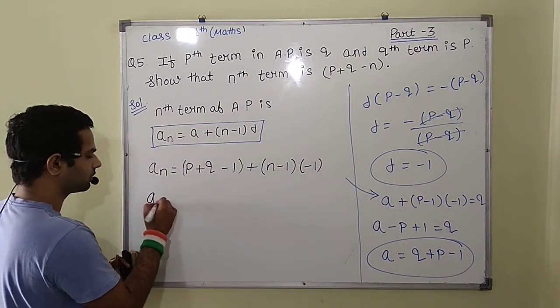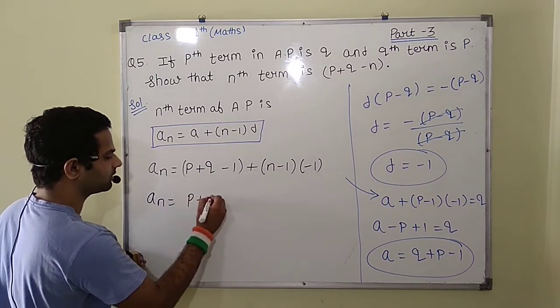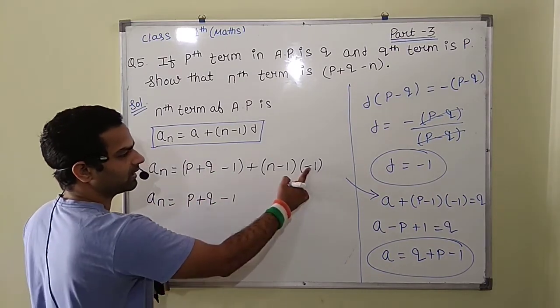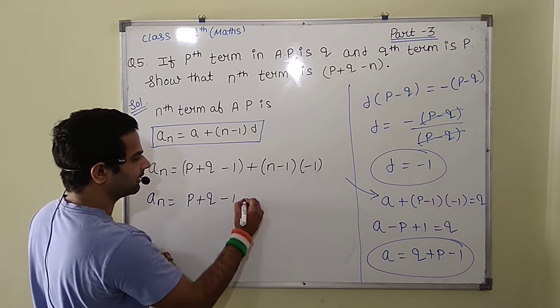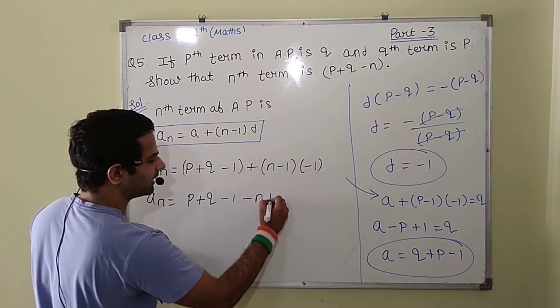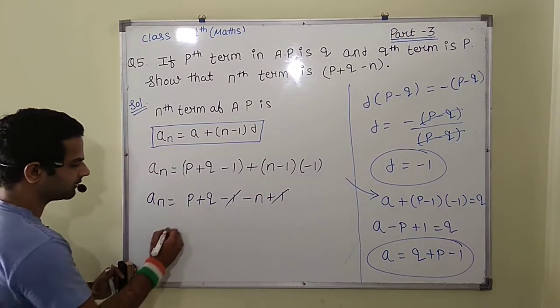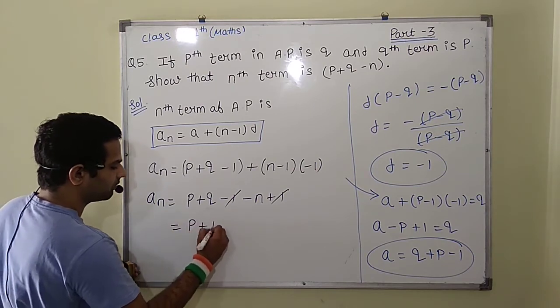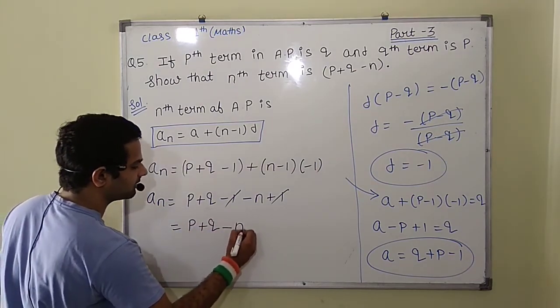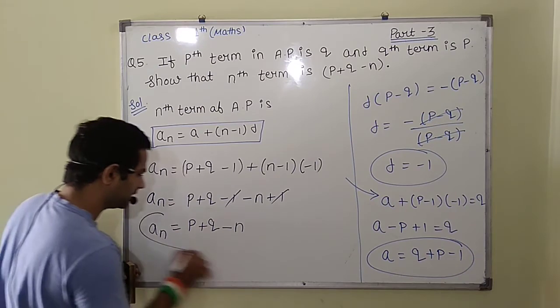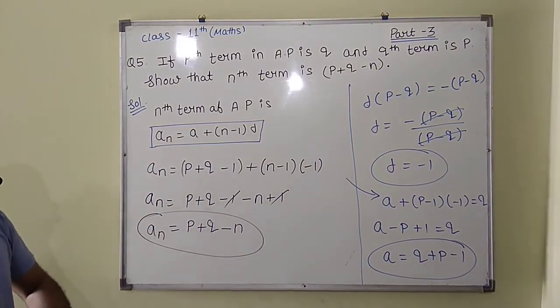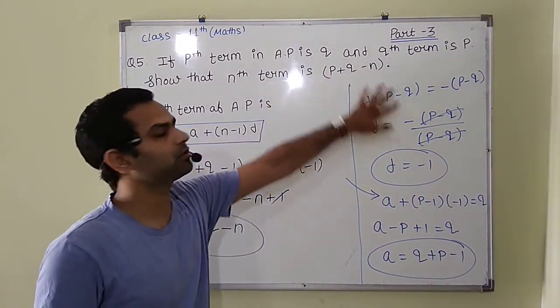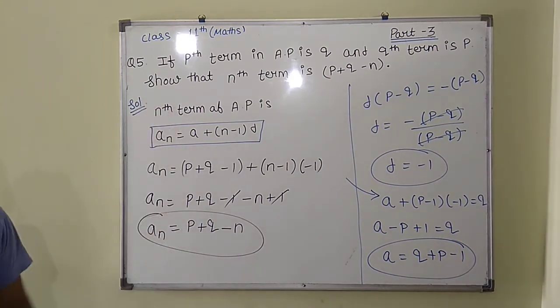Now to solve this equation, p plus q minus 1, and multiply this minus 1 inside the bracket. So this will become minus n, minus minus plus 1. So 1 and 1 cancel. So here we are getting p plus q minus n. So this is our nth term, and this is what we had to prove. The nth term of this sequence is p plus q minus n. So in this way we can solve this question.